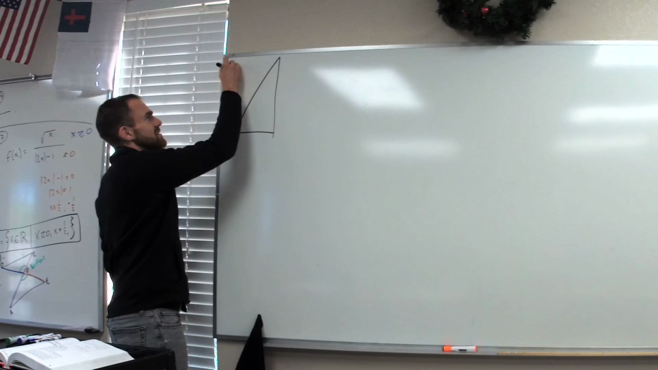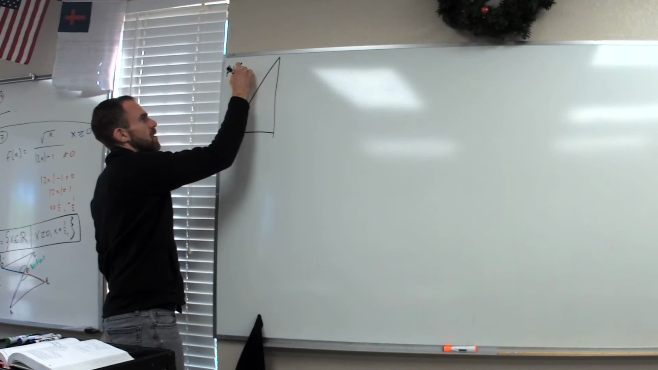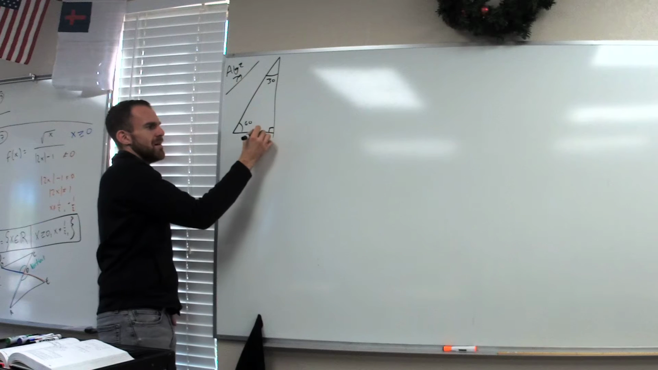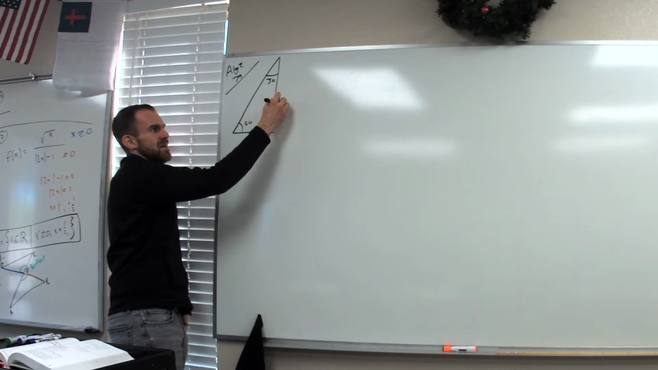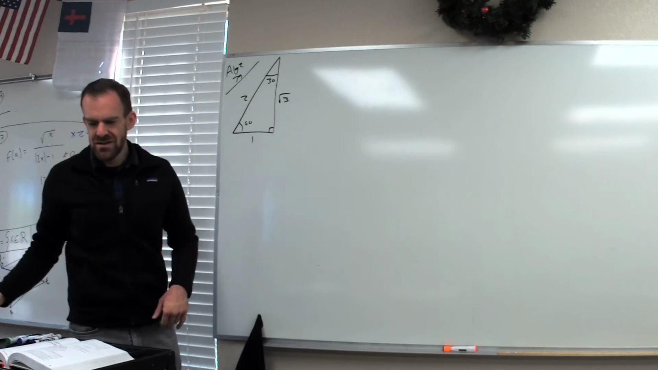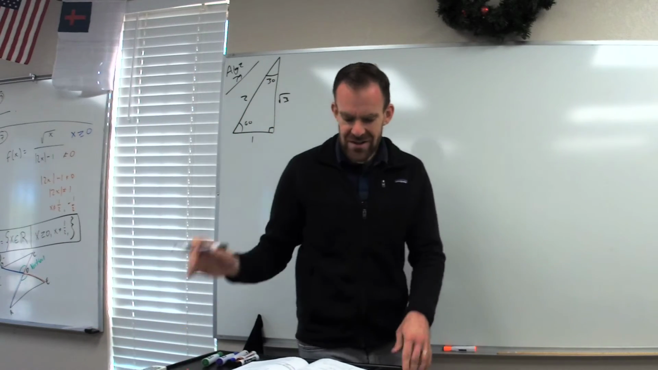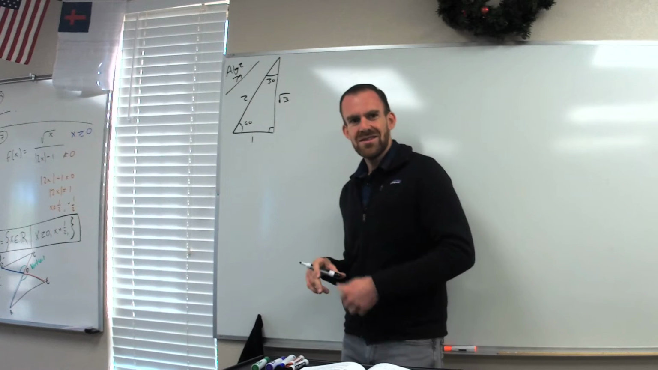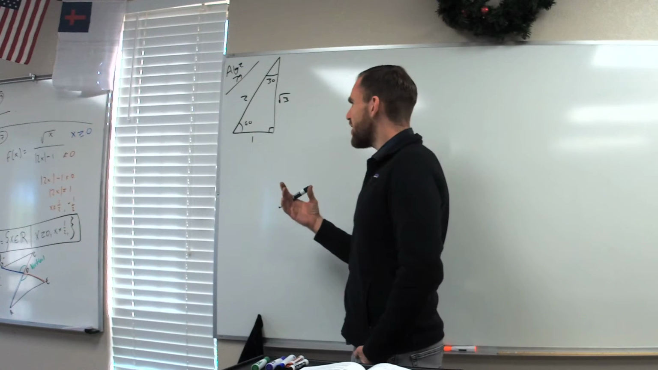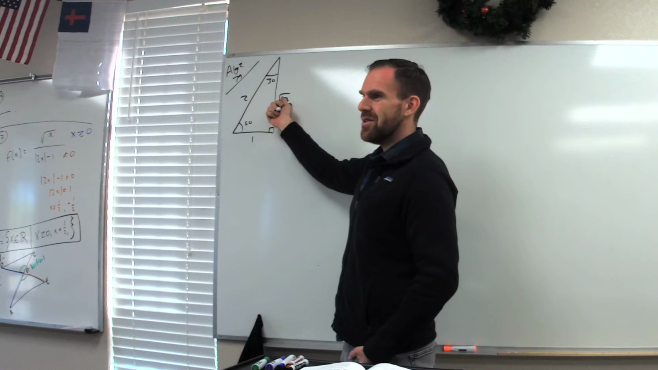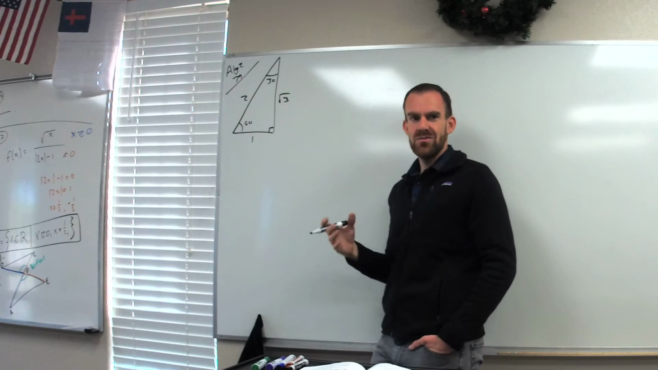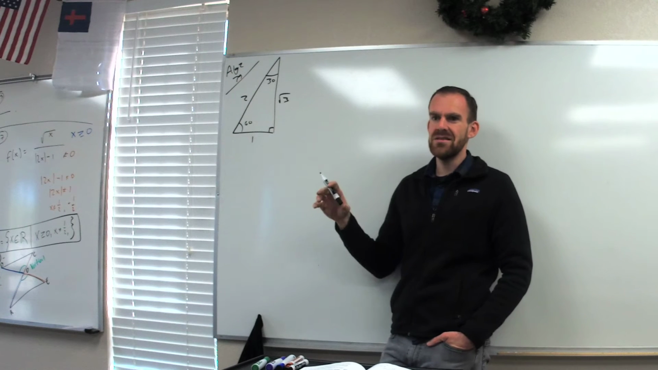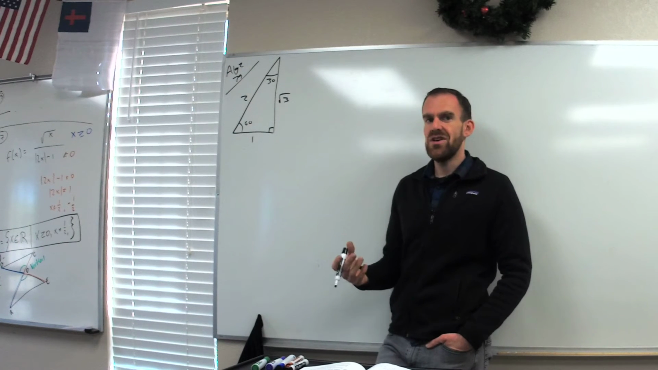Okay, so, as a review, this is our 30, 60, 90 triangle. The 30 is always opposite 1. The 60 is opposite square root of 3. Hypotenuse is 2. Check it with the Pythagorean theorem. 1 squared plus square root of 3 squared is 2 squared, right? Because 1 plus 3 is 4.